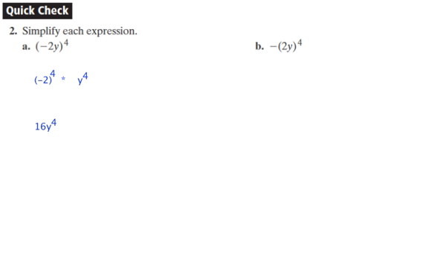For 2b, we have negative outside the parentheses, 2y to the 4th. The negative will stay outside the parentheses. We'll take 2 to the 4th and y to the 4th. 2 to the 4th is 16, y to the 4th is y to the 4th. So we end up with a final answer of negative 16y to the 4th.